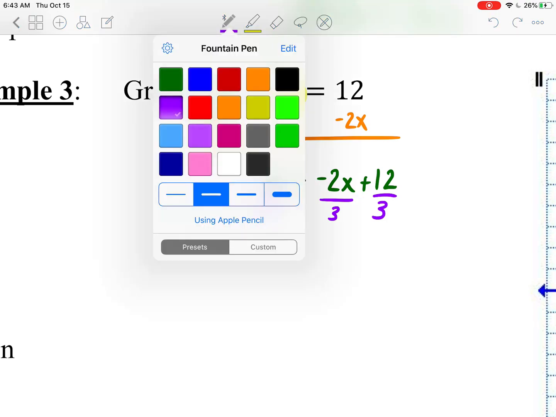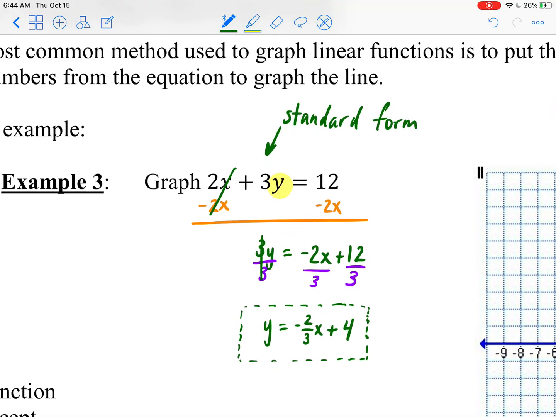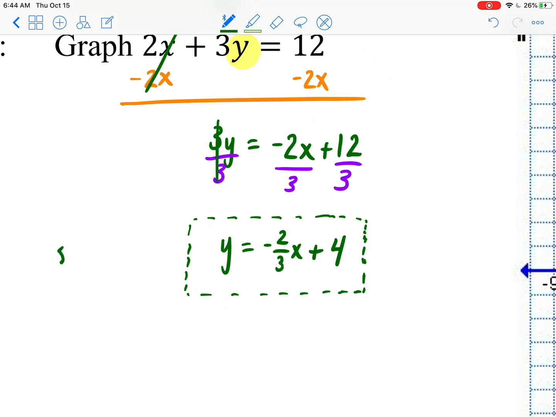So, okay. When we divide by 3, 3 divided by 3 is 1. So that basically cancels. So you're left with y is equal to, and now this becomes -2/3 x plus, and then 12 divided by 3 is 4. Okay, so what we've done here is we've taken something that was in standard form, that line was written in standard form, and now we've changed it here to, this is called slope-intercept form.